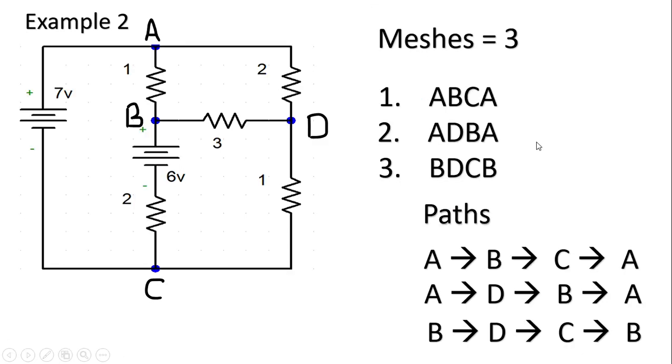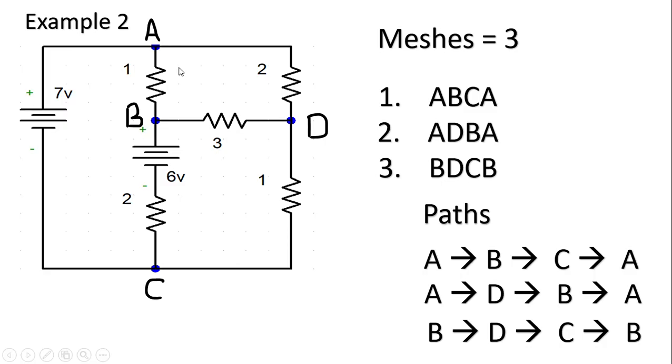Now take another example. In this circuit, there are three closed paths, three meshes. So we write the closed paths like this: A, B, C, A is one mesh. Next one, A, D, B, A is the second mesh. B, D, C, B is the third mesh. So likewise, there are three meshes.